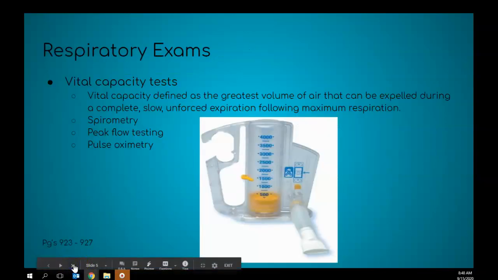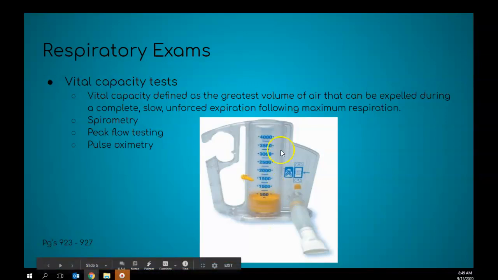Okay, respiratory exams. A lot of times in a medical office, you're not going to encounter these unless you work for a pulmonologist specifically, or you work for a GP or an internalist that happens to see a patient after they get discharged from the hospital and wants to make sure that the patient's lung capacity is sufficient. So respiratory exams, vital capacity tests. A vital capacity is defined as the greatest volume of air that can be expelled during a complete, slow, unforced expiration following maximum respiration. Spirometry, peak flow testing, and pulse oximetry.